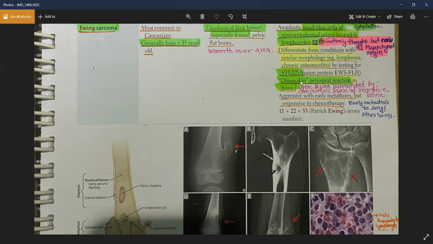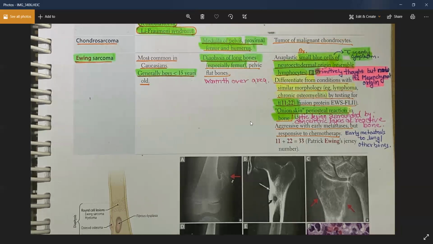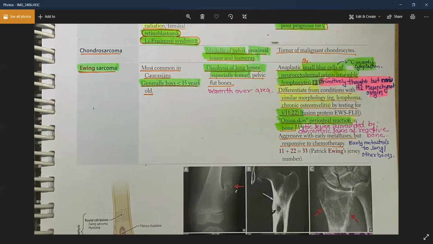It is a lytic lesion which is surrounded by concentric layers of reactive bone. If the stem mentions that a lytic lesion is there which is surrounded by concentric layers, or I can say onion skinning, of reactive bone or periosteal reaction, as you can see, then it is Ewing sarcoma. So it would be a lytic lesion surrounded by onion skinning or concentric layers of reactive bone. This is what you see on the X-ray of the patient, right? And it is very aggressive, and the patient will also have early metastasis in that case, right?